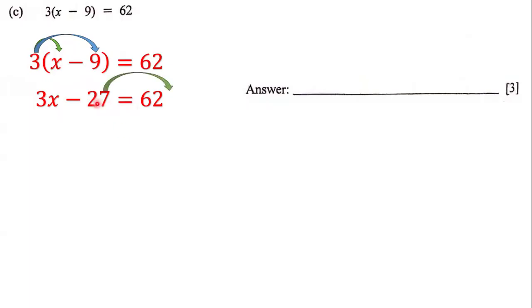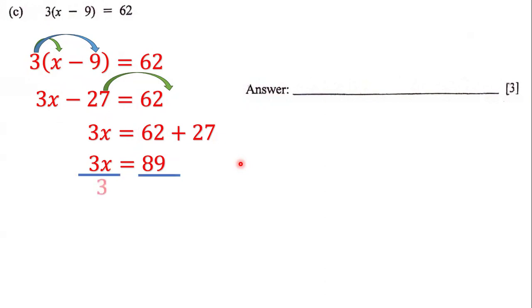We take negative 27 and we send it over the equal sign. This was negative 27. We send it over, it becomes positive 27. So we have 3x is equal to 62 plus 27. And 62 plus 27 is 89. Next, we divide both sides of this equation by 3. We cancel this one with this one. And so we have that x is equal to 89 divided by 3.